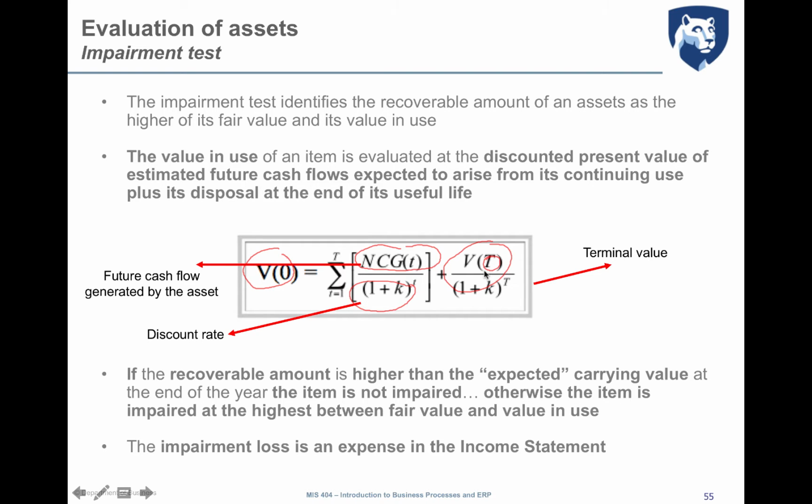Of course, if the recoverable amount is higher than the expected carrying value at the end of the year, the item is not impaired. Okay, so if the value is higher, the item is not impaired. Otherwise, it means that it has experienced a loss of its value and it is impaired at the difference between the fair value and the value in use. And if a loss is experienced, this loss represents a cost in the income statement.